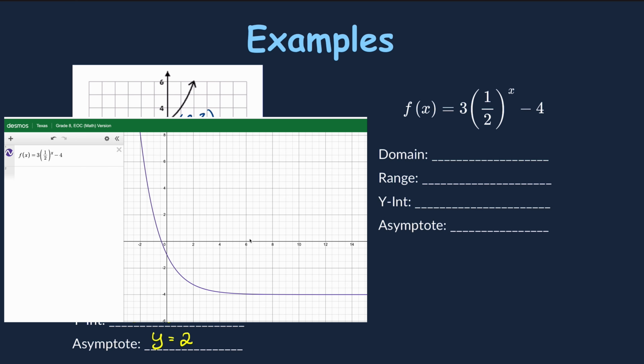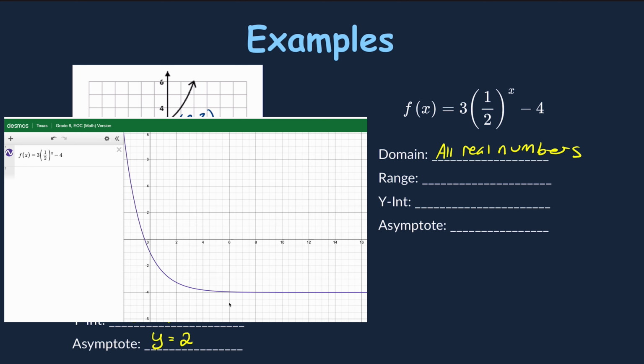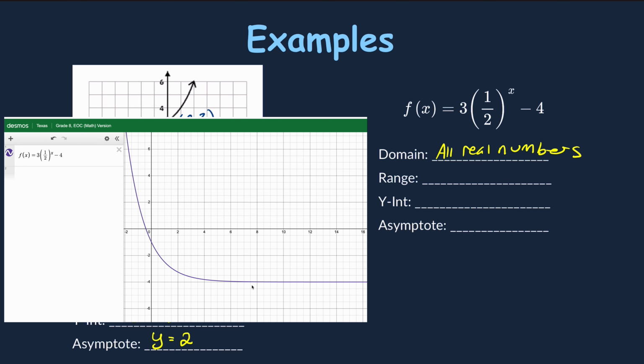So for my key features here, domain we're going to say is all real numbers. Again, that's the same for every single exponential function we have. My asymptote, I'm looking for where we stop going down. And so see here, at -4, I see I'm getting really, really close to that line, and I kind of stop going down there. And if I kind of travel along the graph here, I see that my y value keeps getting a lot closer to -4, but we're never actually touching -4, right? I just keep getting closer and closer as I go.